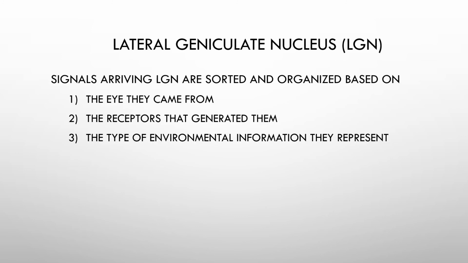Signals arriving to the lateral geniculate nucleus are sorted and organized based on a number of things. One, the eye they came from. Two, the specific kinds of receptors that generated them, so whether it was rods or cones. And then also the type of environmental information they represent. We won't talk a lot about this again, but color information is separate from movement information, all of that in the lateral geniculate nucleus. We've pulled that kind of apart, and we have to put it back together.